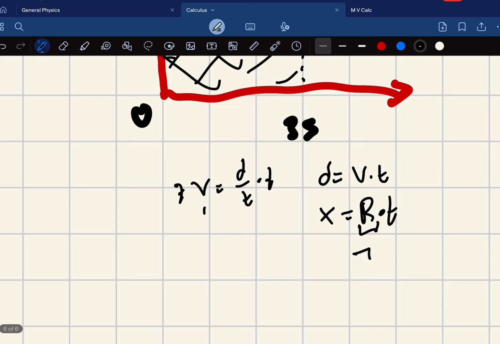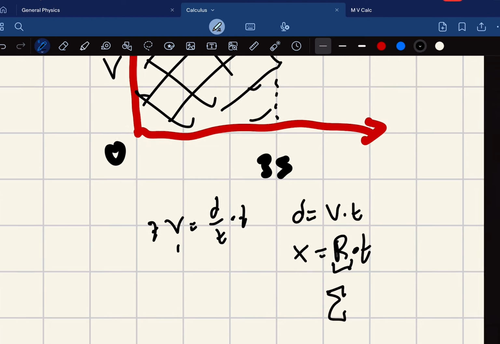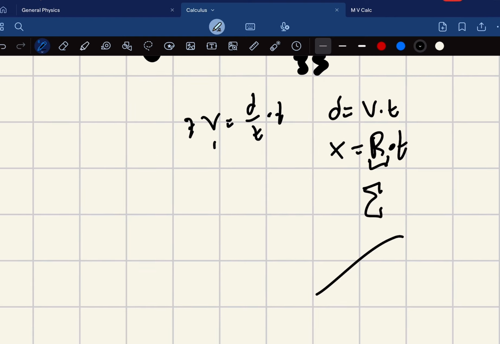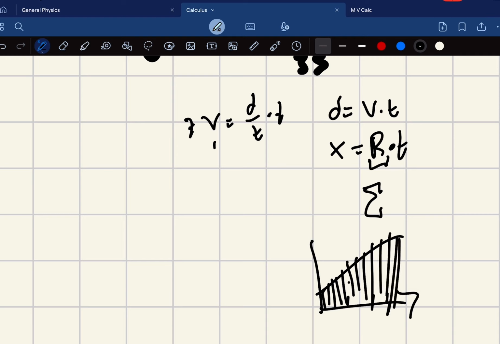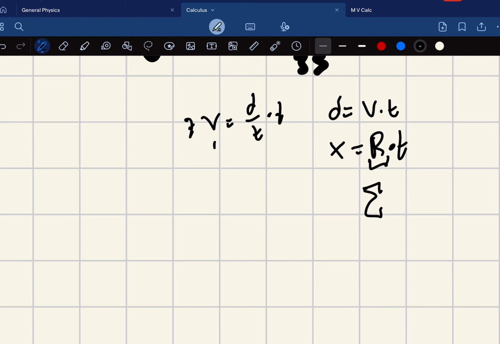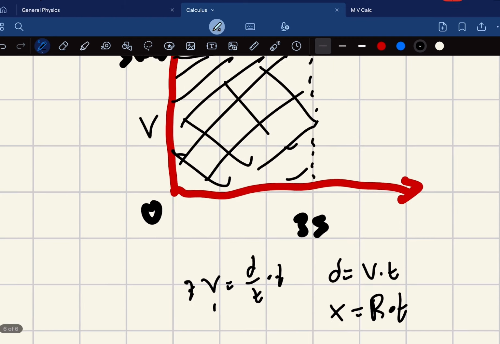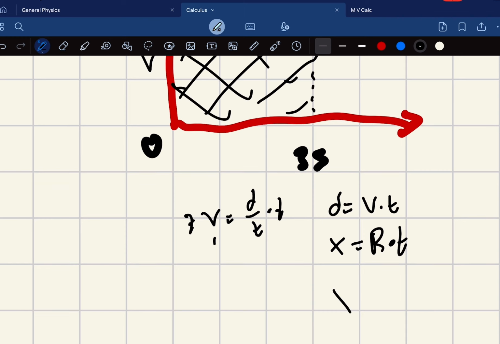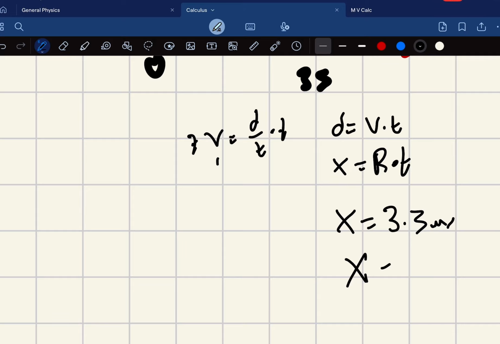However, when the rate is not constant, let's say that it's like this graph, it's all these infinitely many small rates and times added up. However, we cannot do it infinitely many times, so we are just going to be approximating. So in this case, it would be equal to 3 times 3. This is meters per second. This is seconds. So the seconds cancel out. And then you are left with x equals 9 meters.